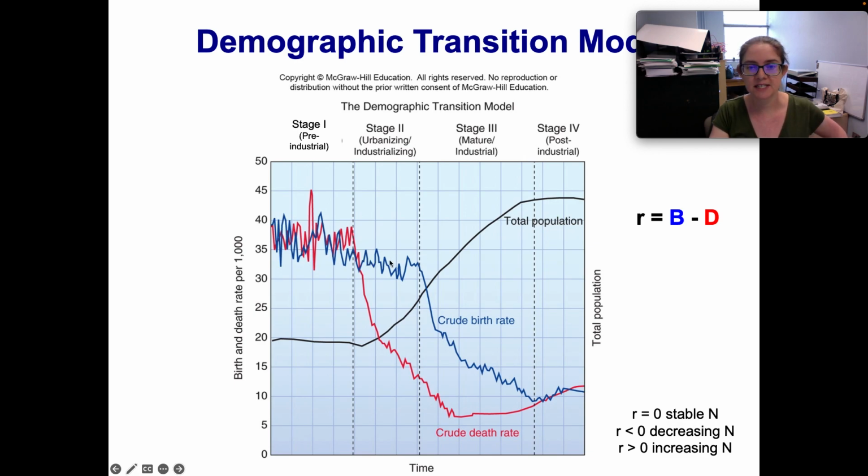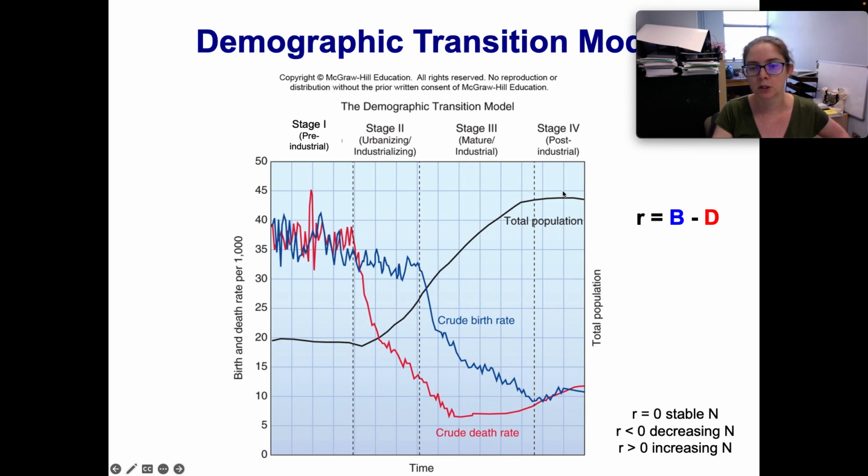The birth rates stay high in this stage. As we get to an industrial economy, we see that the death rates continue to fall and start to stabilize, and the birth rate starts falling. And then in the final stage, the post-industrial stage, we see that both birth and death rates stabilize.